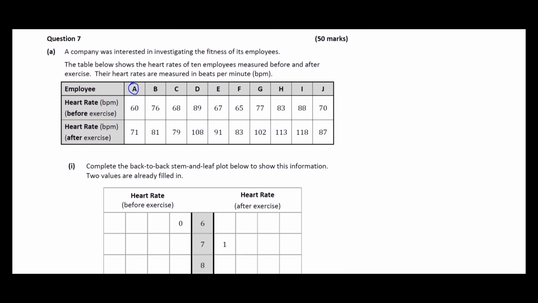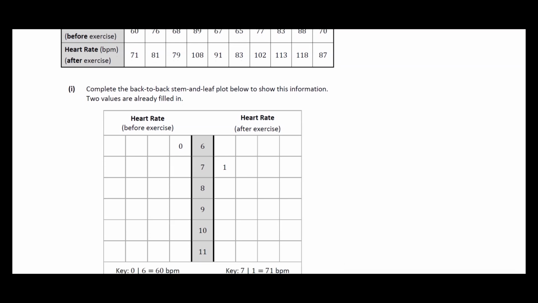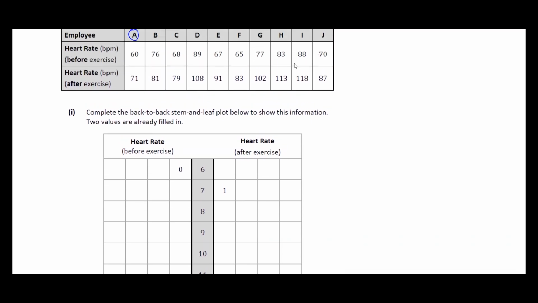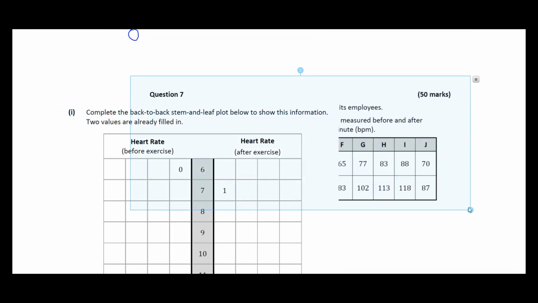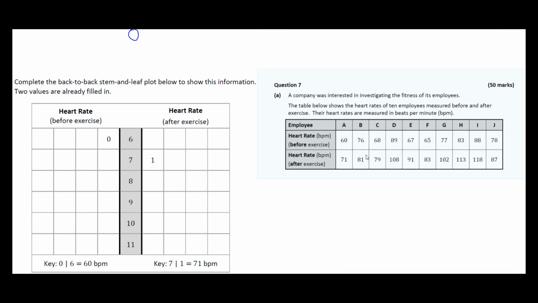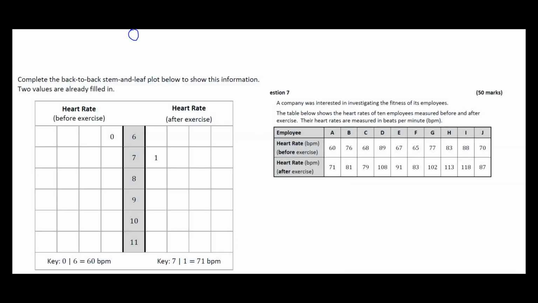So what do we need to do with this information? Complete the back-to-back stem and leaf plot below to show this information. Two values are already filled in. So how do we fill in a stem and leaf diagram? Let's get it slightly smaller so that we can see the values.